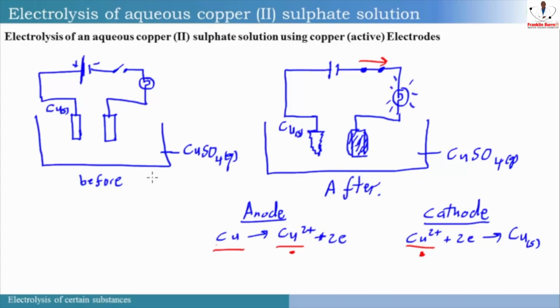So ensure that if you are using an active anode, it is a metal of the salt or of a soluble salt of the electrolyte. And you should observe that the anode is breaking down and the cathode builds up. So far, we've looked at the electrolysis of aqueous electrolytes using inert electrodes and aqueous electrolytes using active electrodes. Let's now look at electrolysis of a concentrated electrolyte using an inert electrode.